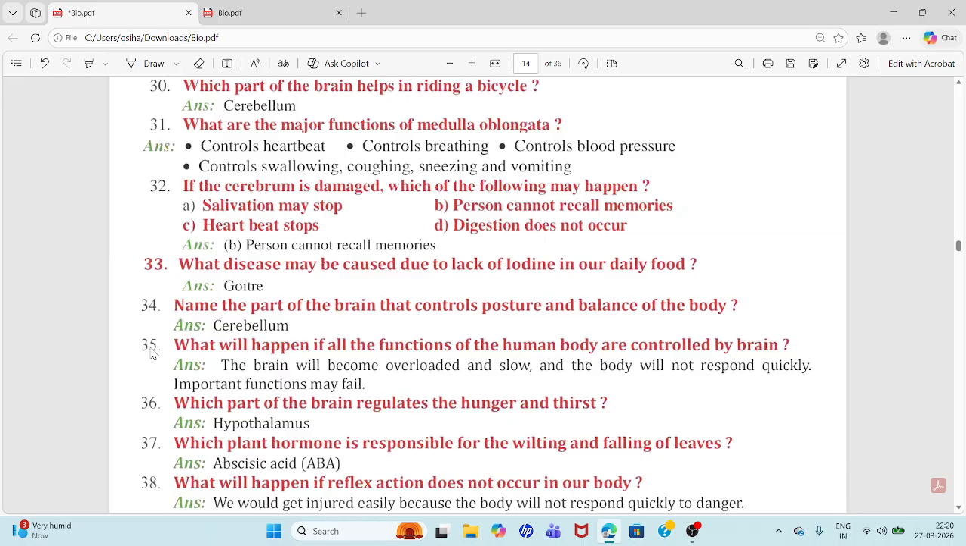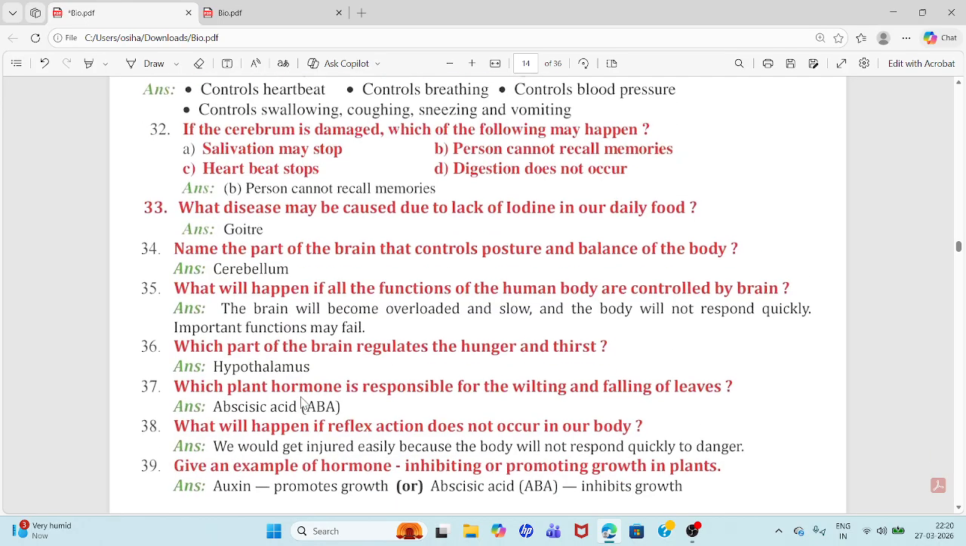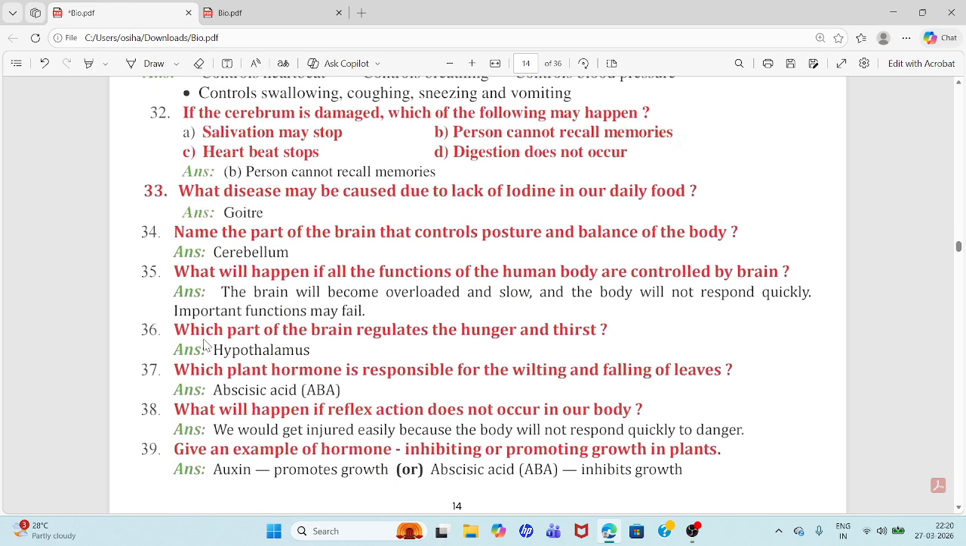34. Name the part of the brain that controls posture and balance of the body. Answer, cerebellum. What will happen if all the functions of the human body are controlled by the brain? Answer, the brain will become overloaded and slow. The body will not respond quickly. Important functions may fail. Question 36. Which part of the brain regulates hunger and thirst? Answer is hypothalamus.